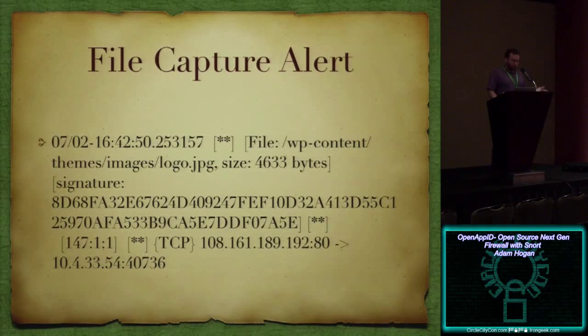Of course, we can get alerts based on that. If you want to alert any time you see a certain particular file or file type, you'll get the URL this file was downloaded from, the signature, the SHA-256 for it, and then what IPs were transferring it when it picked it up.